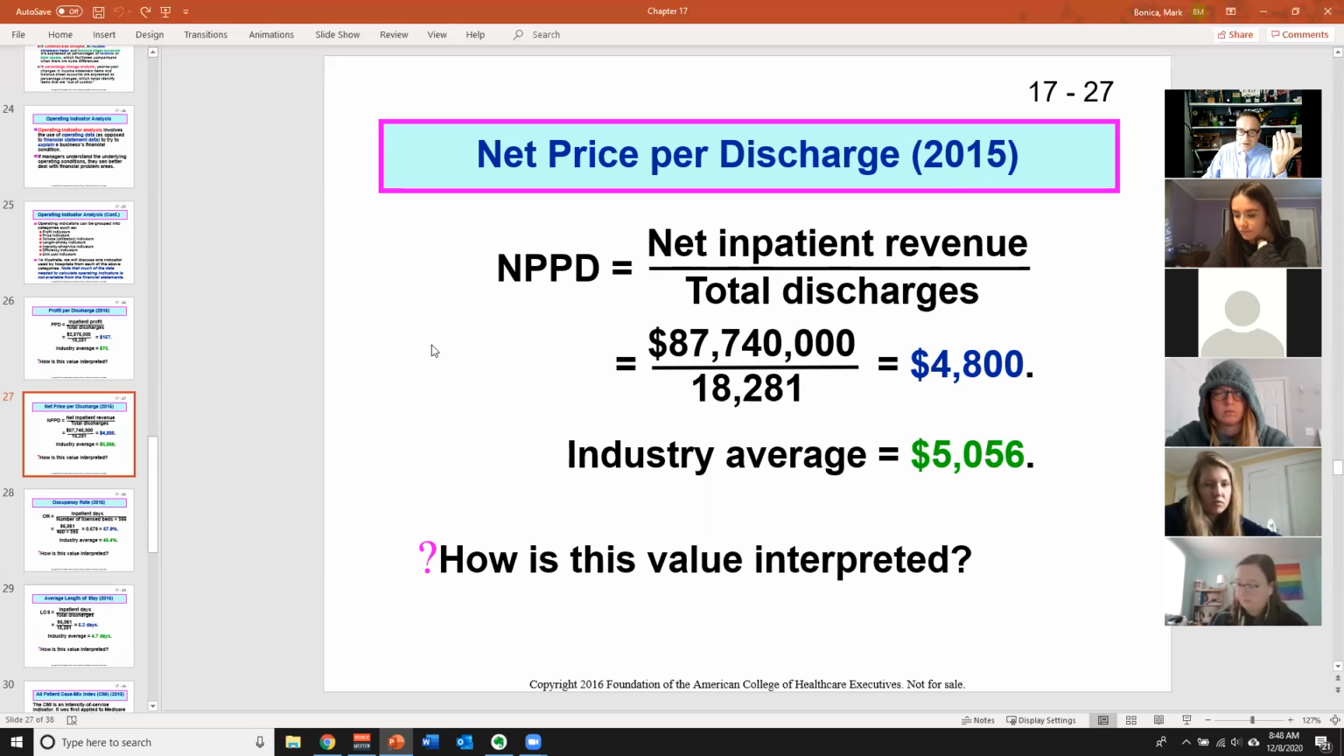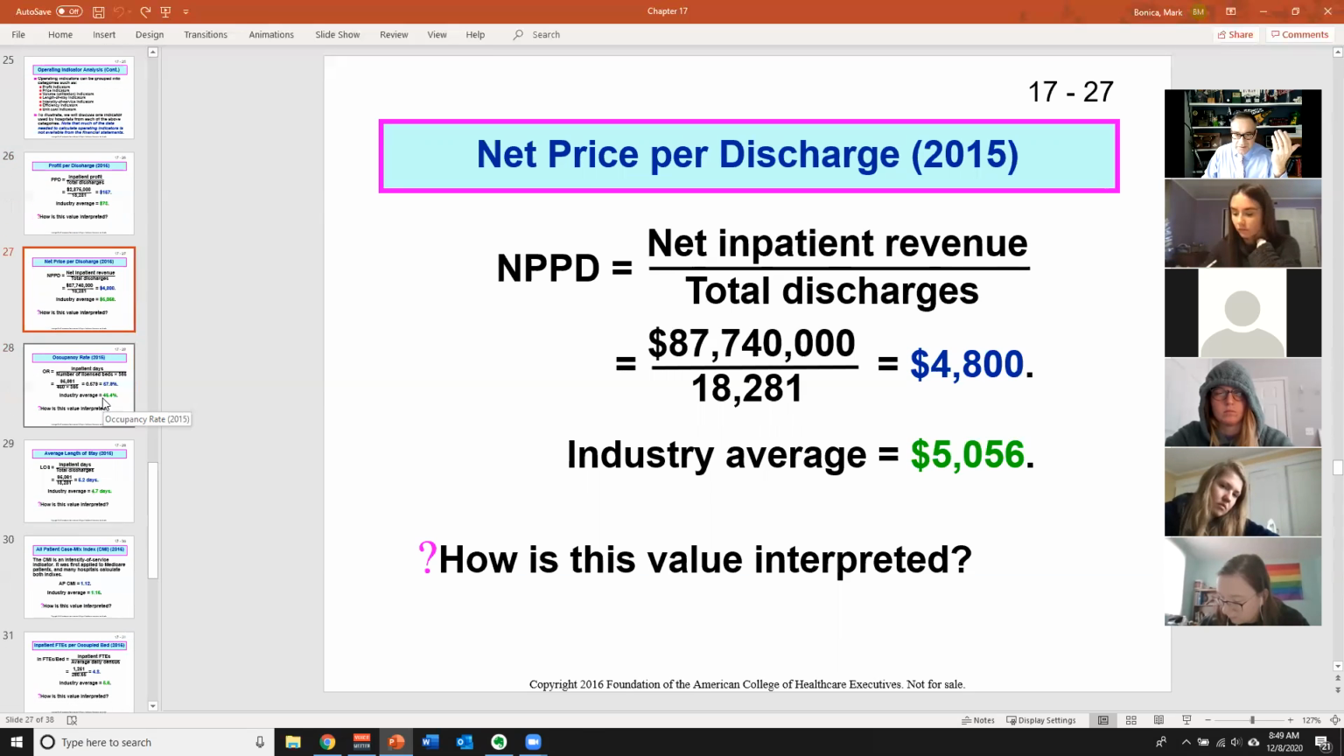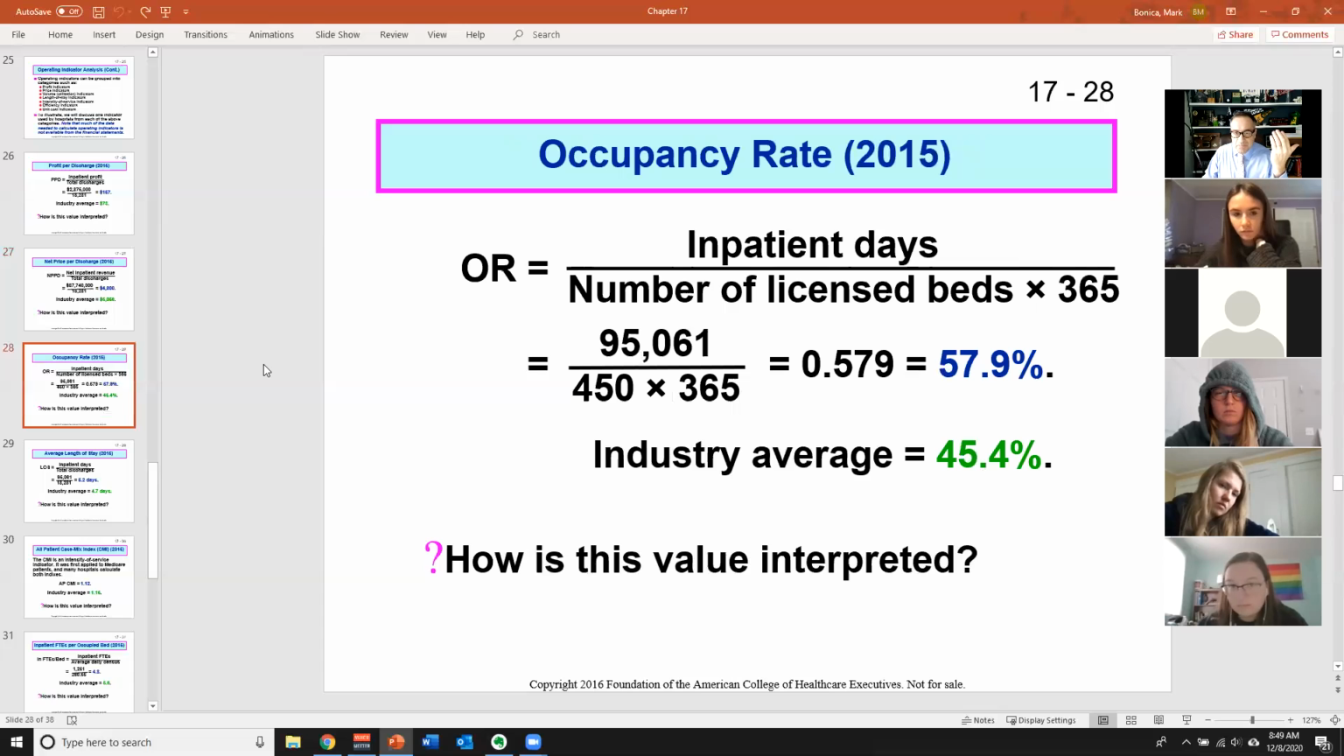Net price per discharge, instead of looking at profit, you're looking at revenues, right? This would be net inpatient revenue, net of contractual allowances. This one's not a particularly important one.